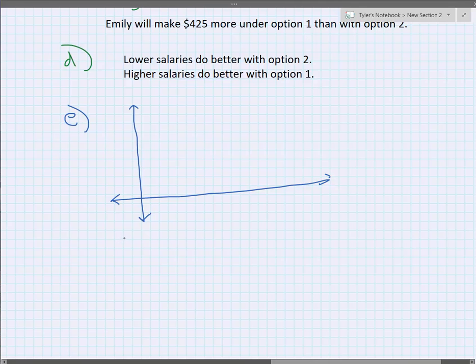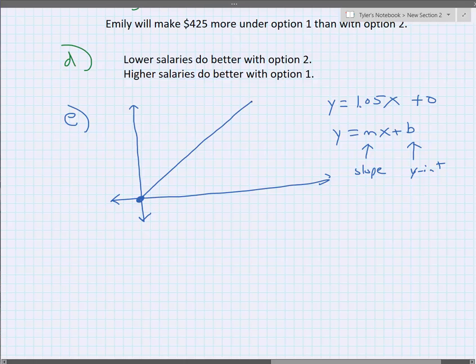So if I wanted to graph the first function, y equals 1.05x, I know this is going to go through the origin, because I have a plus 0 here. This is in the form y equals mx plus b, from your algebra days. The b value is my y-intercept, and the m is my slope. I have a positive slope, so it's going to go through the origin and just increase, like such.